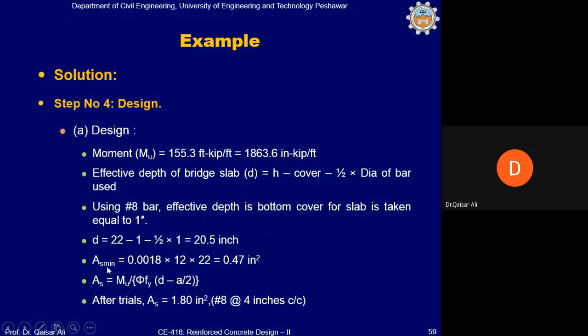As minimum, we know that it should be 0.0018 times A gross. A gross means 12, which is the unit width, and 22 is the depth of the bridge. So this gives us 0.47 square inch. Our minimum reinforcement shall not be less than this.